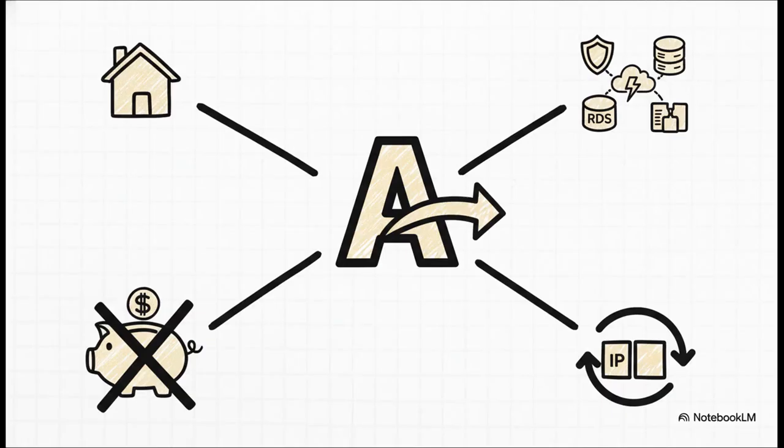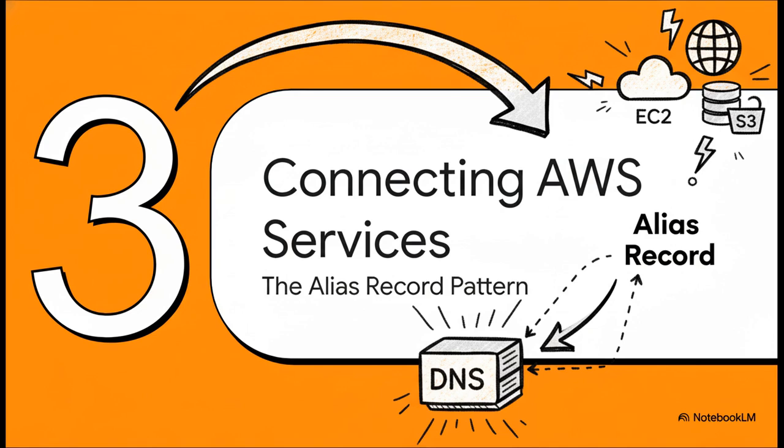So the bottom line is this. Using an alias record is just the AWS way of doing things. You can use your main domain, you save a little money on queries, and it's perfectly integrated. It knows about your load balancers, it knows about your CloudFront distributions, and, this is huge, it automatically updates if the IP addresses of those resources change in the background. You set it up once, and you can pretty much forget about it. Okay, enough theory. Theory is great, but let's see how this actually works.